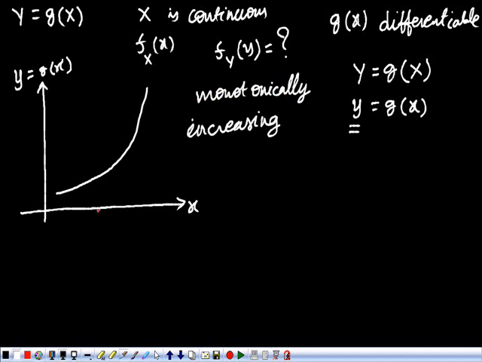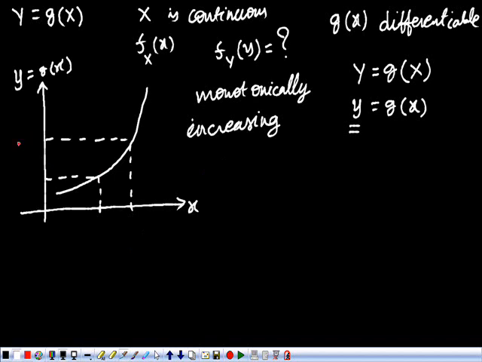That is, if you consider some x1 and some x2, then g of x1 is less than g of x2 whenever x1 is less than x2. If that condition is satisfied, the function is said to be a monotonically increasing function. That is, g of x1 is always less than g of x2. So that is the condition for a monotonically increasing function.